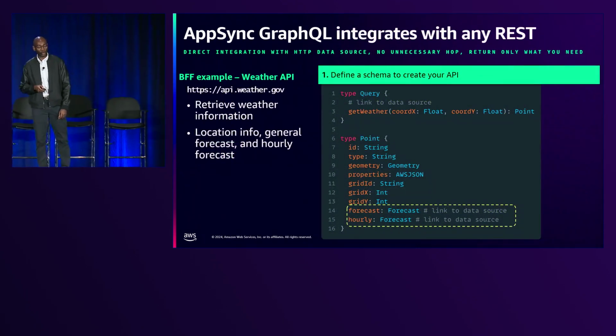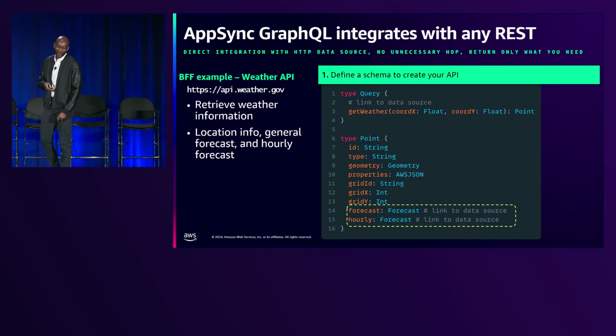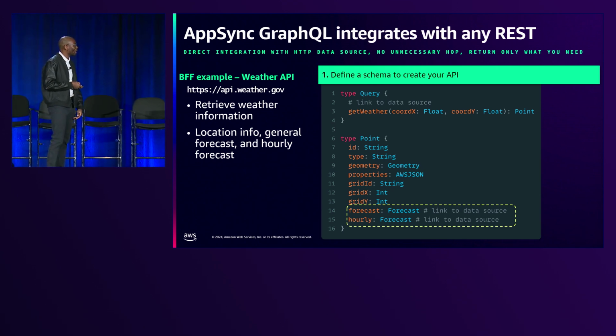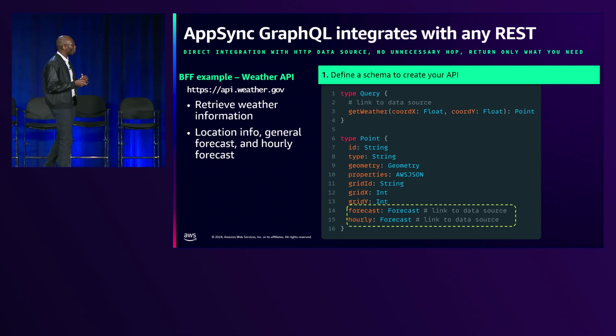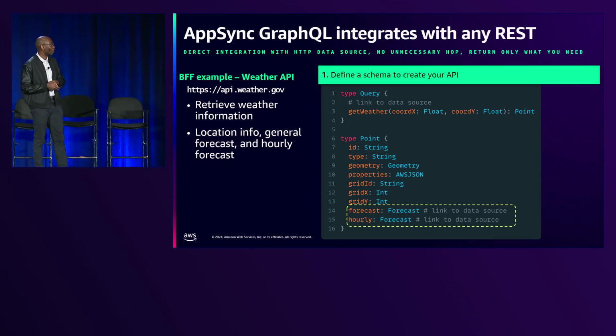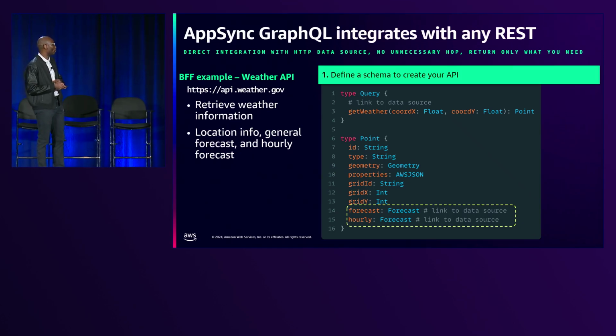We see a lot of our customers implementing BFF. If you take a simple example here, I'm going to walk through this example quickly. Let's say you have a requirement and you're trying to implement a weather API for your new application. You want to use the API provided by api.weather.gov.